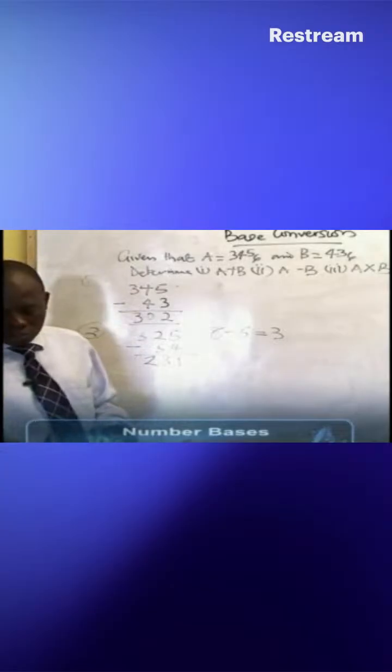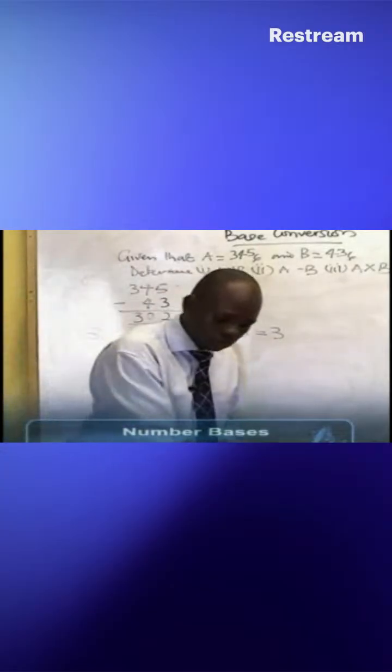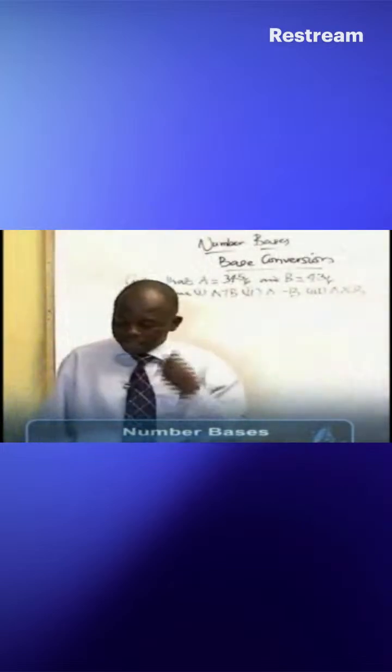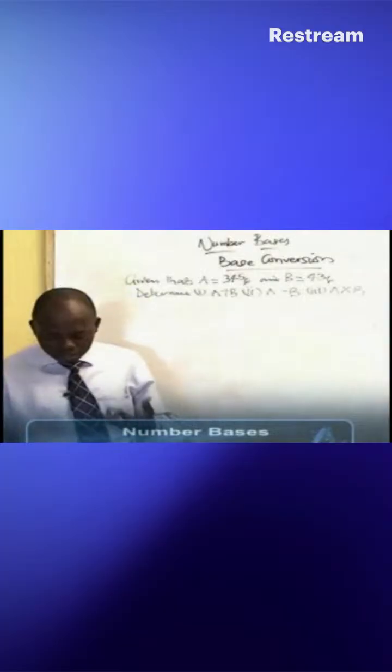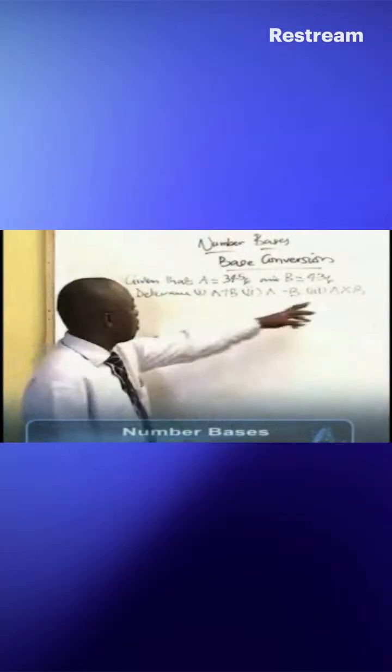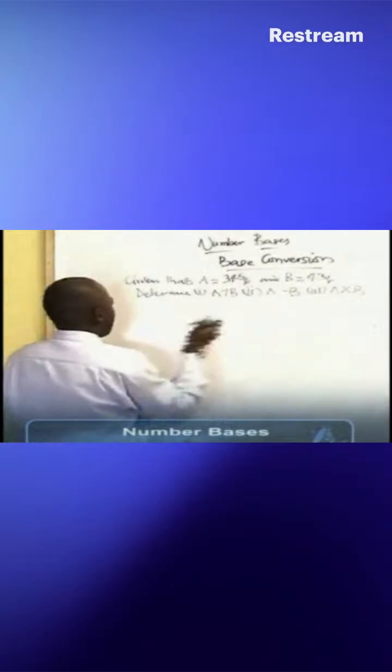Alright, the next operation, the third one, is multiplication, just like we have for A multiplied by B. Now look at this: A is 3, 4, 5, and B is 4, 3.